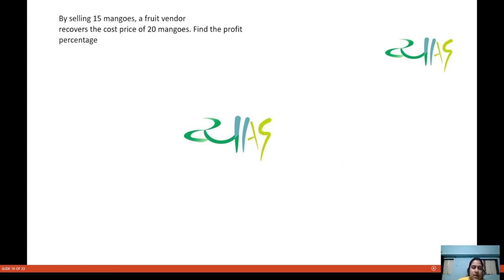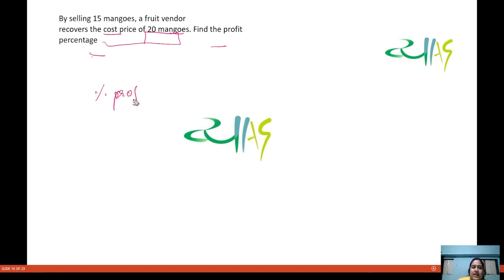Now let's move forward. Now look at this. It is saying by selling 15 mangoes, a fruit vendor recovers the cost price of 20 mangoes. Find the profit percentage. Now this is simple. Why is this simple? I already told you.